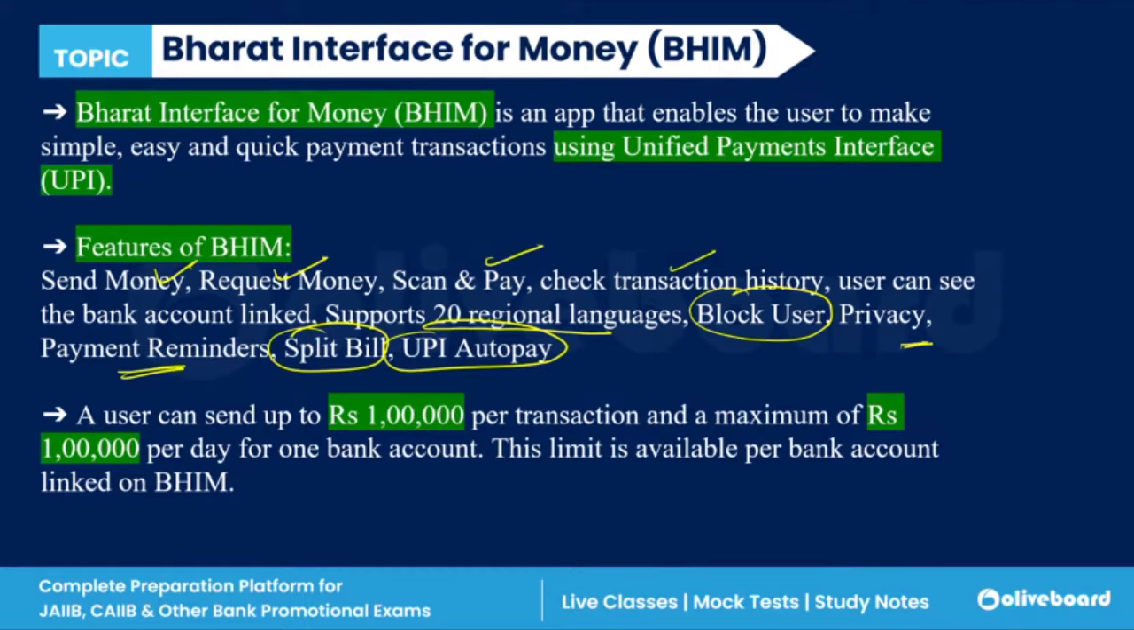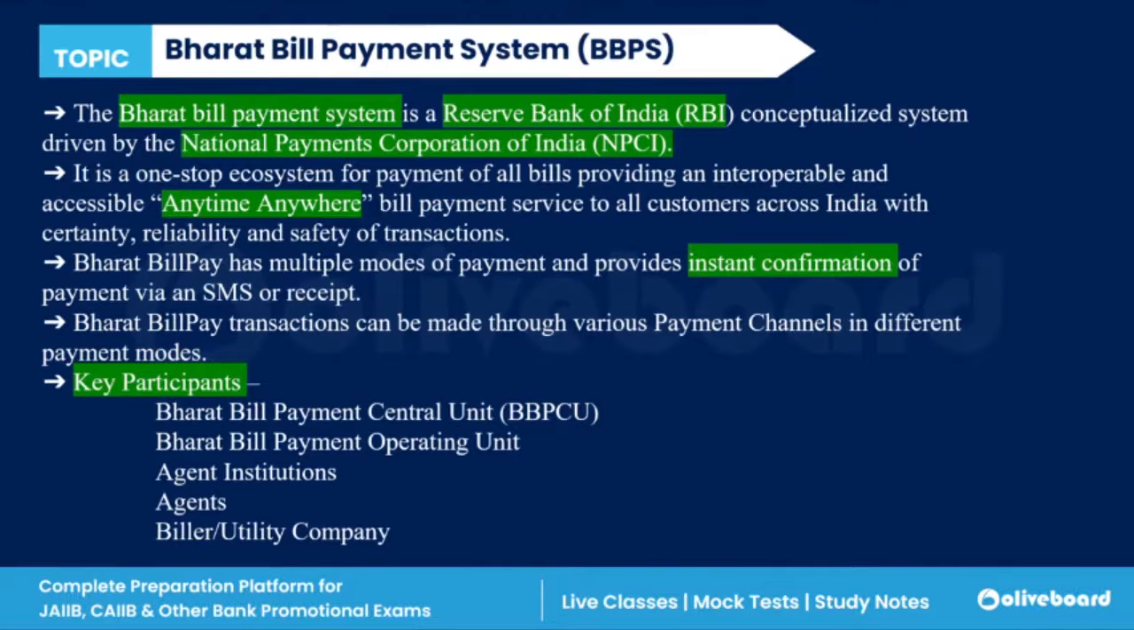If we talk about the transaction limit, a user can send up to rupees 1 lakh per transaction. So you can send or receive a payment of rupees 1 lakh per transaction, with a maximum of rupees 1 lakh per day from one bank account. This limit is available as per the bank accounts linked on the BHIM app, right? Next, there is the Bharat Bill Payment System.